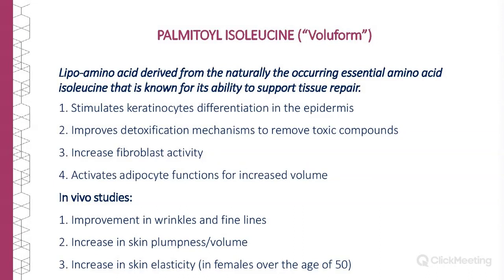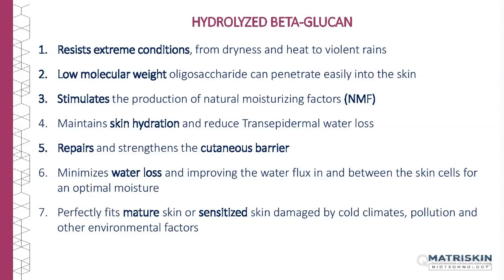In vivo studies show results that it improves wrinkles and lines, plumps up the volume in the skin, and increases skin elasticity in patients over 50 years of age. Hydrolyzed beta-glucan, it resists extreme conditions. Beta-glucan is a phenomenal hydrating ingredient. It has a low molecular weight, so it is an oligosaccharide which can penetrate into the deeper layers of the skin to stimulate the production of natural moisturizing factors.